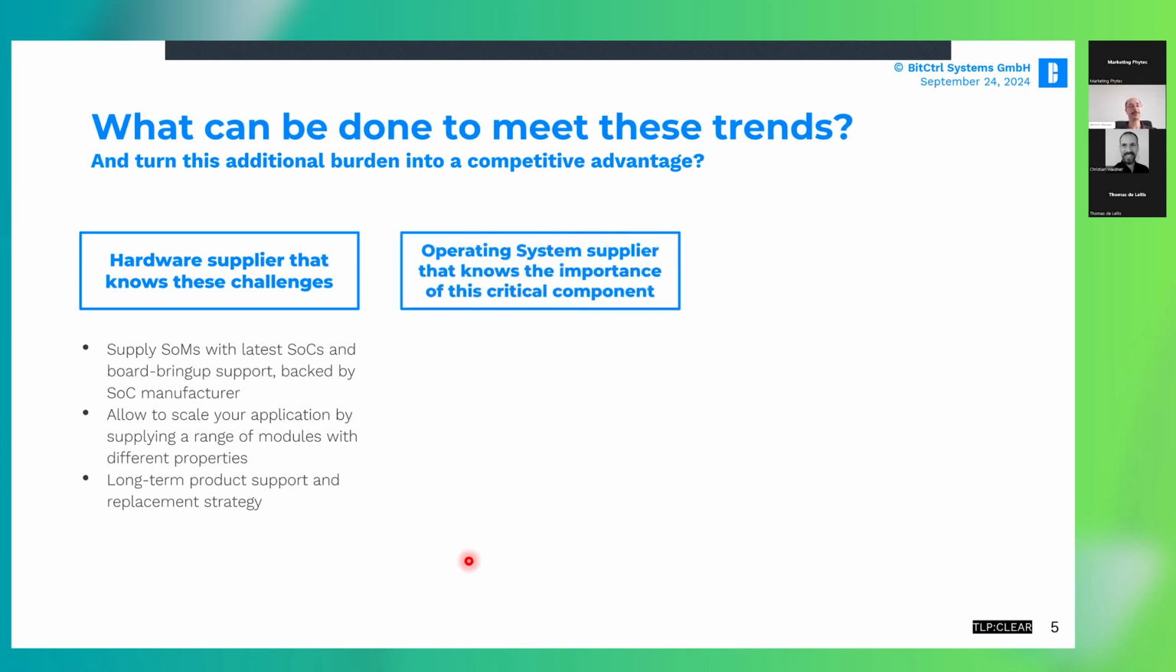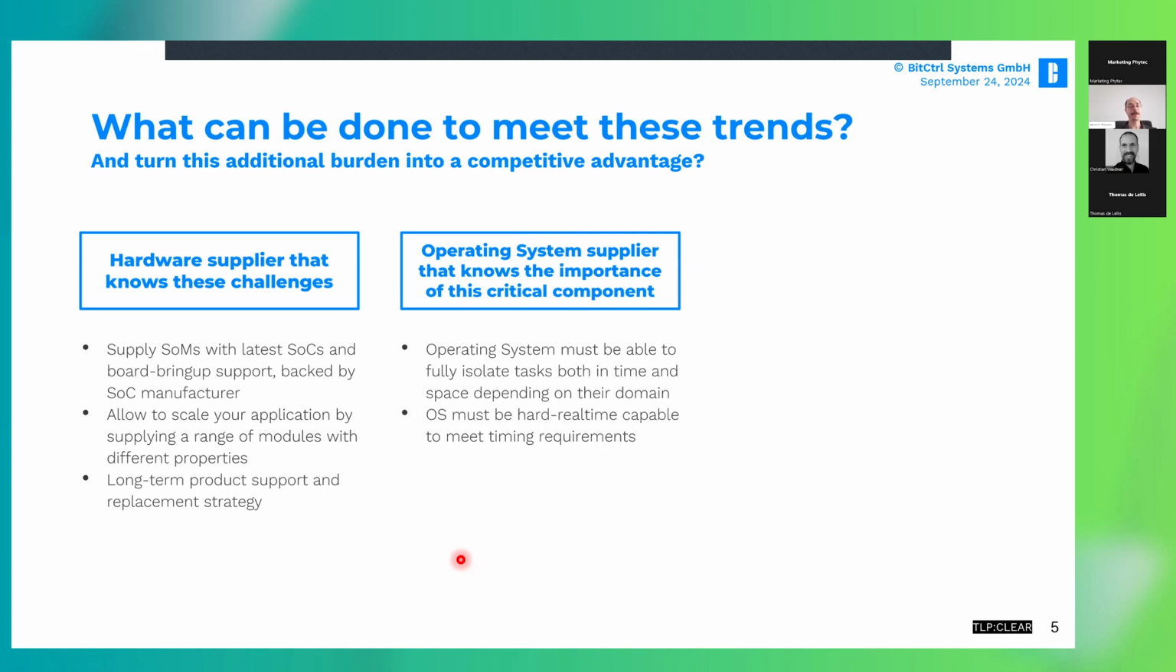As operating system supplier, you need to know the importance of this very critical component. So the operating system must be able to fully isolate tasks, both in time and space, depending on their domain. The OS must be hard real-time capable to meet the timing requirements. The OS must allow integration of third-party software and tools by adhering to industry standards. And last, the OS must also support the customer's certification case.